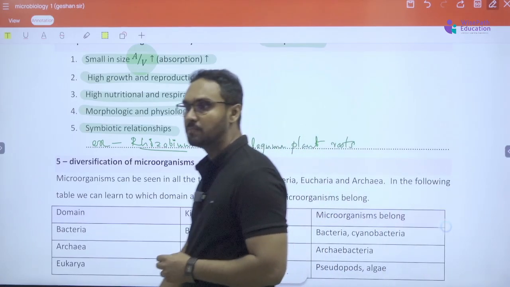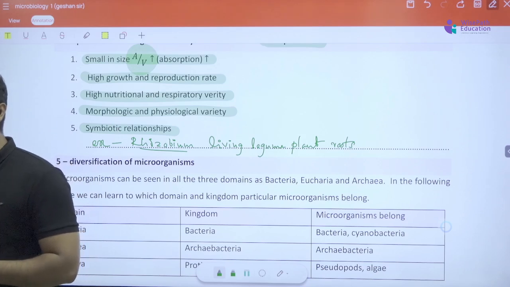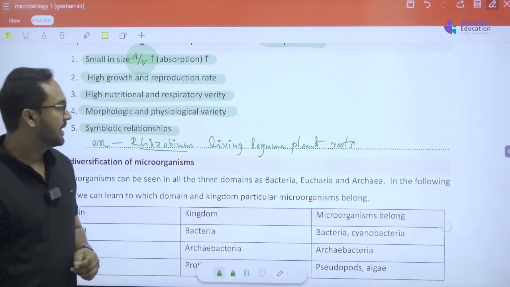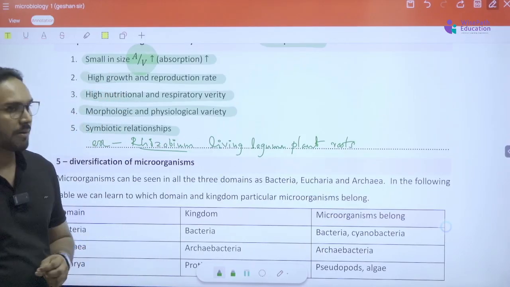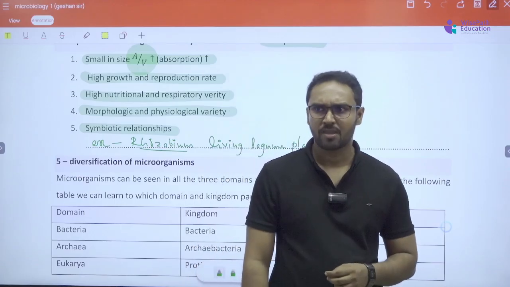Even lichen is also one of the examples. So what is lichen made of? Do you know the lichens? Have you seen the lichens?